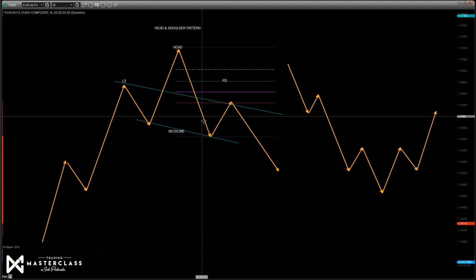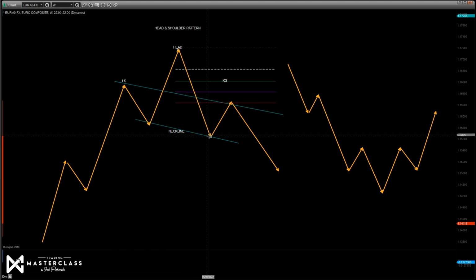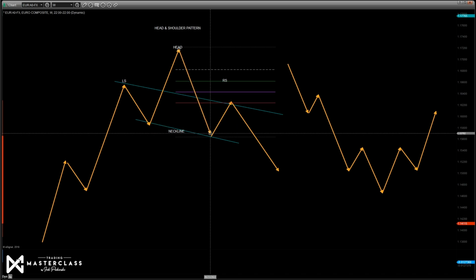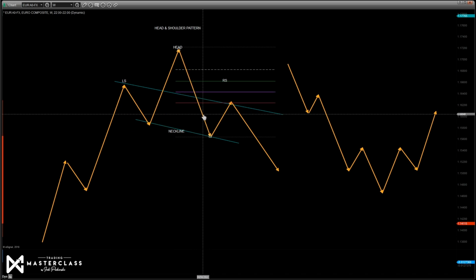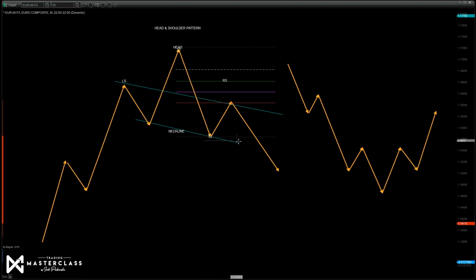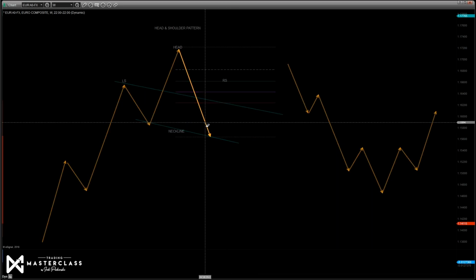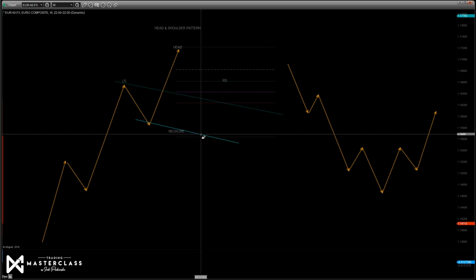Why? Because we made a lower low, okay? This breakdown was a lower low rather than hitting support. It broke support and made a lower low, right? So this gives this pattern even a little bit more strength. But at the same time, you could also get a pattern that is not as clean as this. And it could potentially look like this. Hold on, let me delete this.